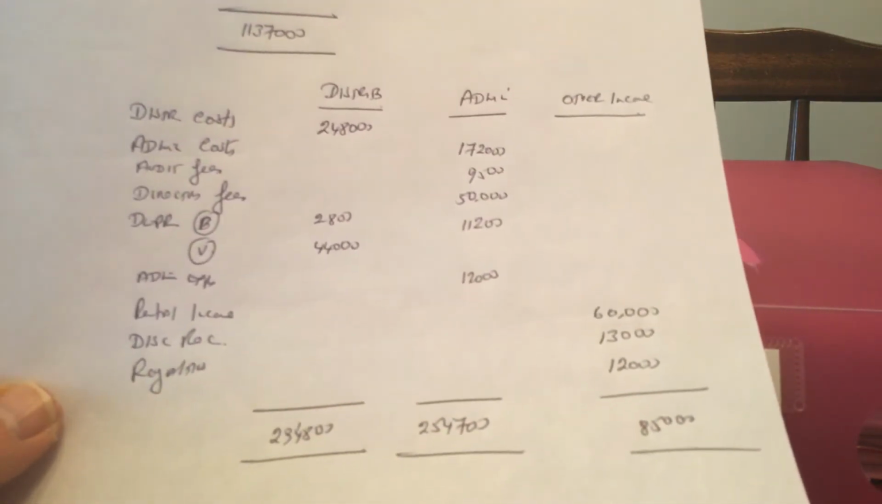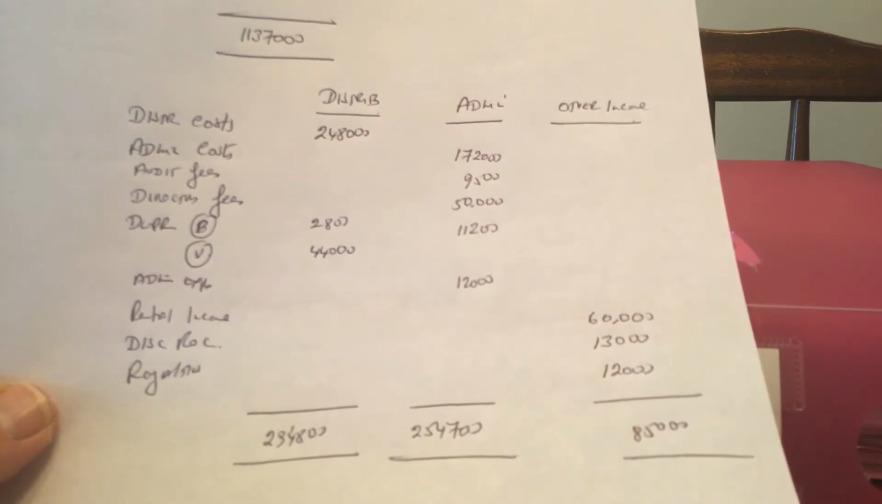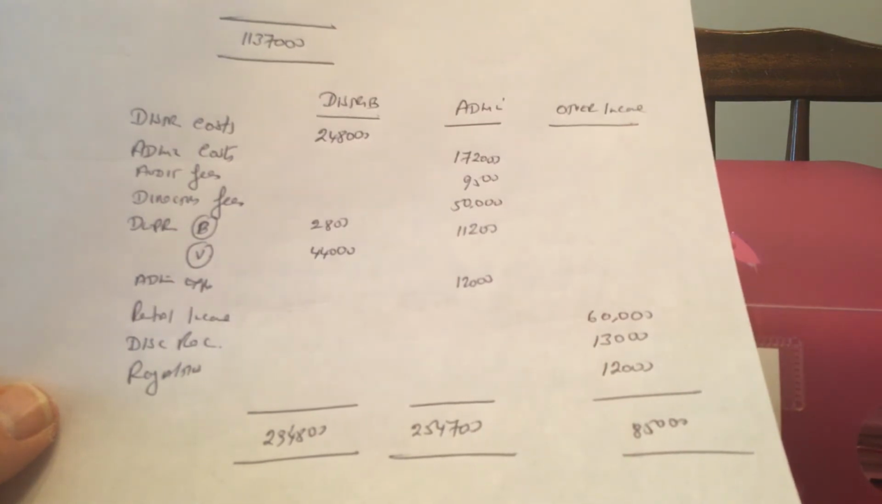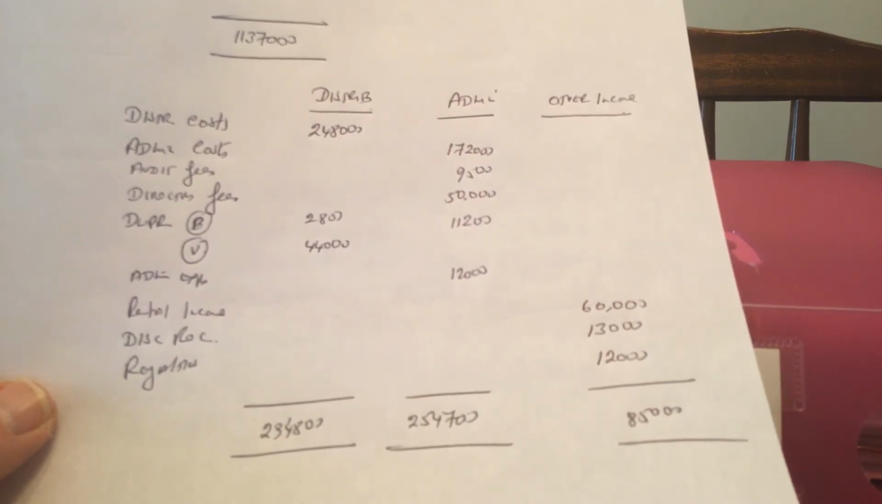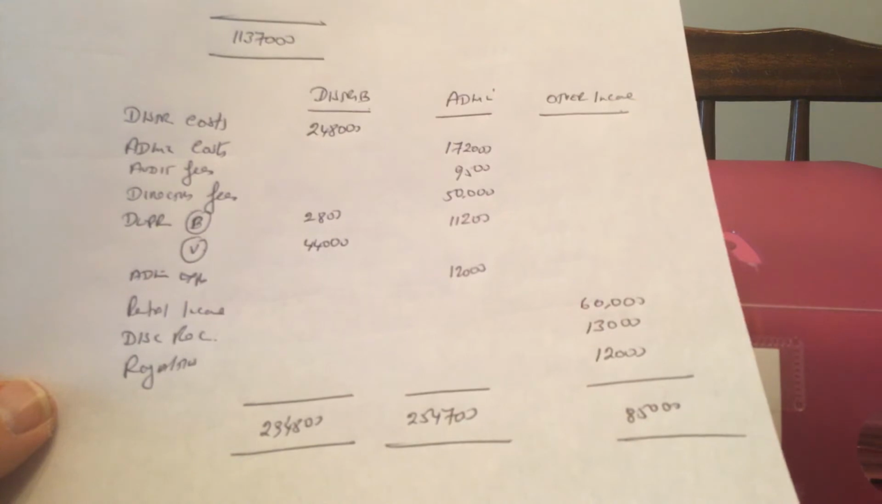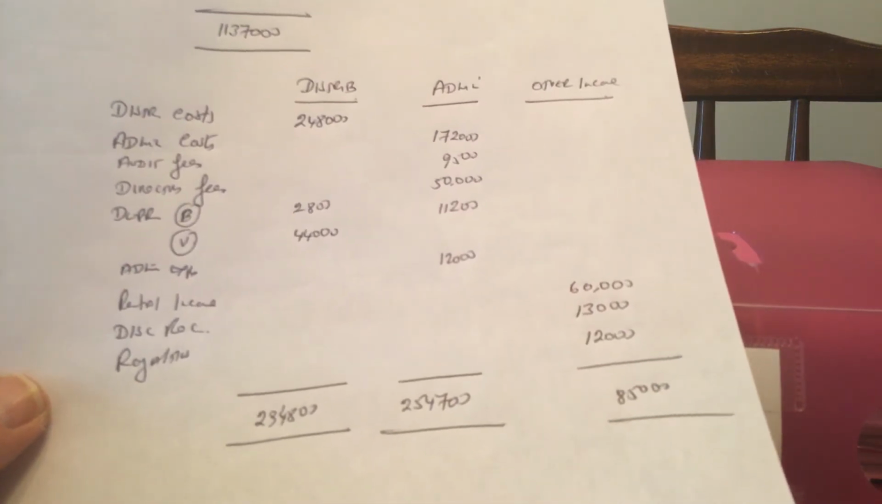Then look at your other income. So we have rental income of 60,000, we have discount received of 13,000, and we have royalties received of 28,000. So that gives us 294,800, 254,700, and other operating income of 85,000. Let's see how that fits in with the answer.